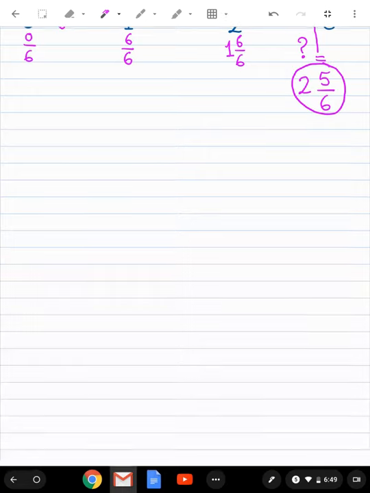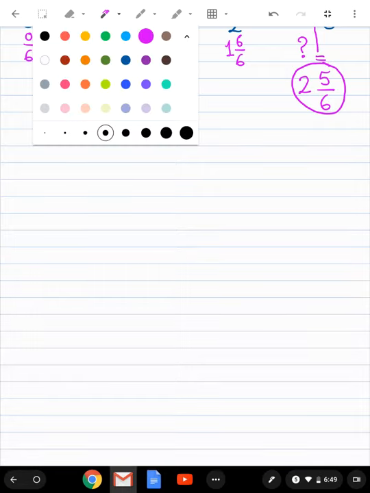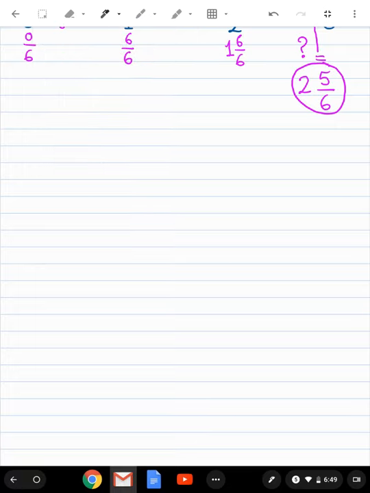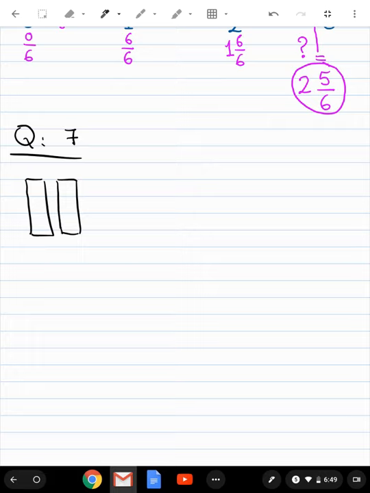Let us do another example. Question number 7. I have these shapes. I have four shapes. Each one I will cut into 4 equal parts.